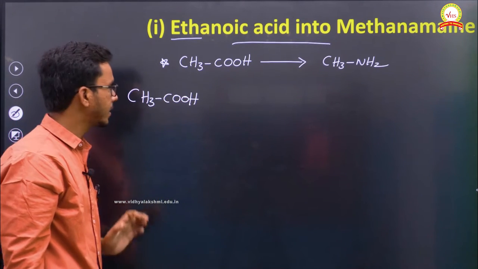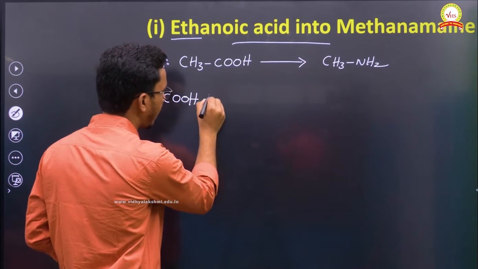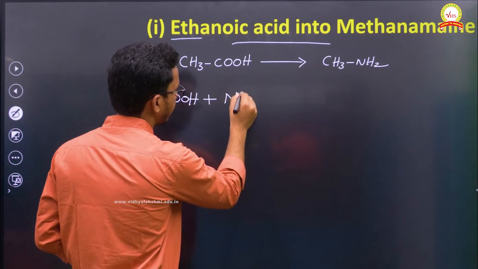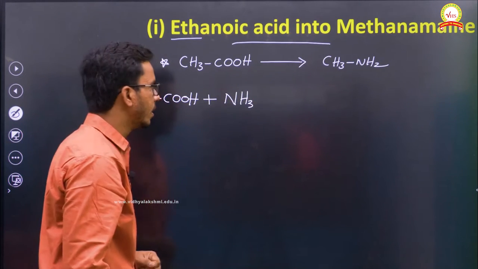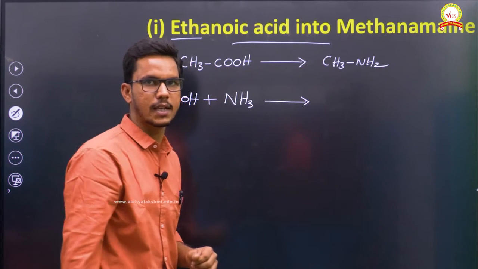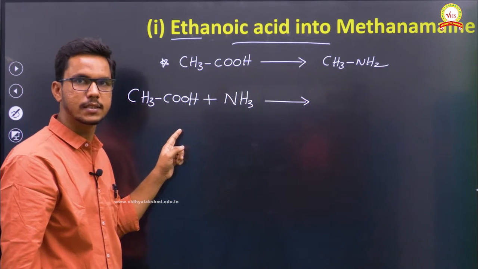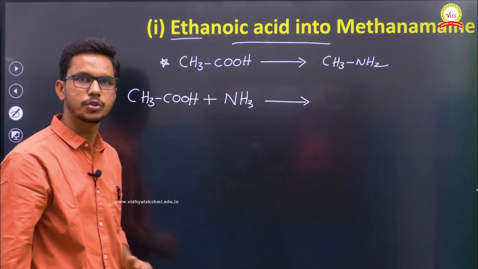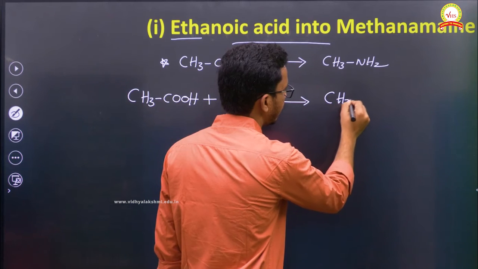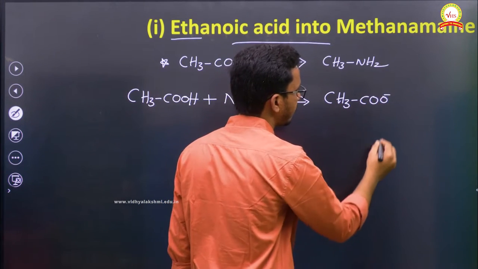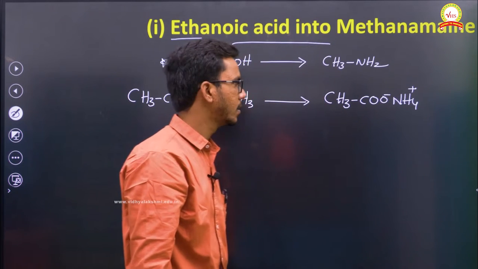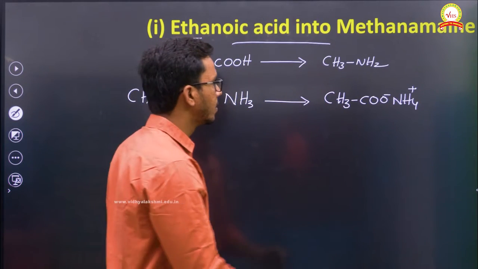I'll write the direct reaction where I make the ethanoic acid react with ammonia. In the first step, it forms a salt, because ethanoic acid is an acid and ammonia is a kind of base. Together they form an ammonium salt. That is ammonium acetate formation, CH3COO minus and NH4 plus. The first salt formation took place, right? This is ammonium acetate.